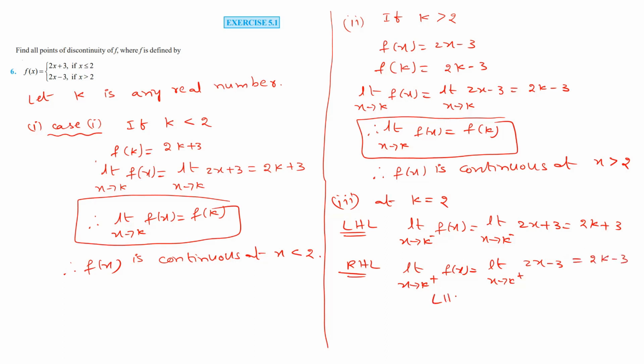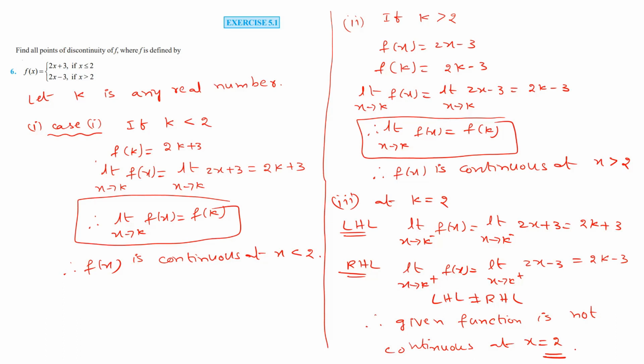So we know that here LHL is not equal to RHL. Therefore, the given function is not continuous at x equal to 2. So at this particular point, the function is not continuous.